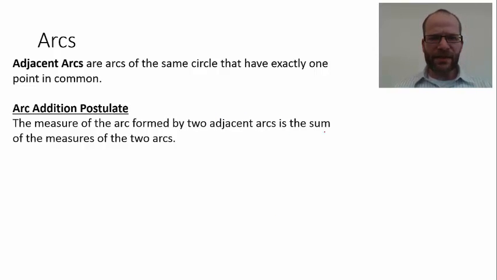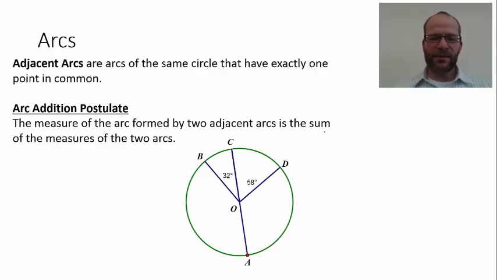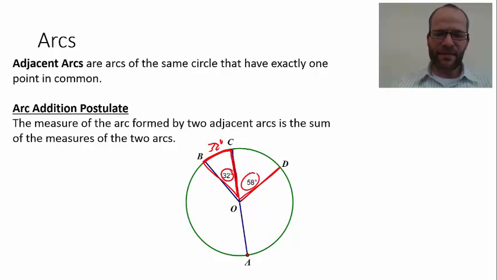Arc addition postulate is important to keep in mind. It says the measure of the arc formed by 2 adjacent arcs is the sum of the measure of the 2 arcs. So for example, here we have arc BC. It is adjacent to arc CD. We find that we have central angle BOC, which is 32 degrees. So the measure of arc BC is 32 degrees as well. We also have central angle COD, which is 58 degrees. So the measure of arc CD is 58 degrees as well.